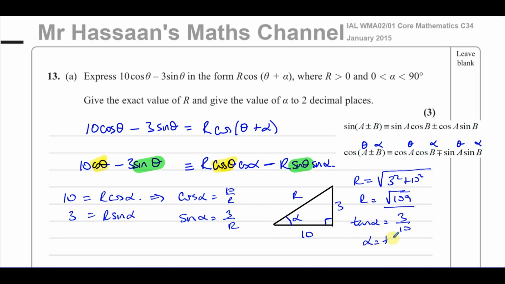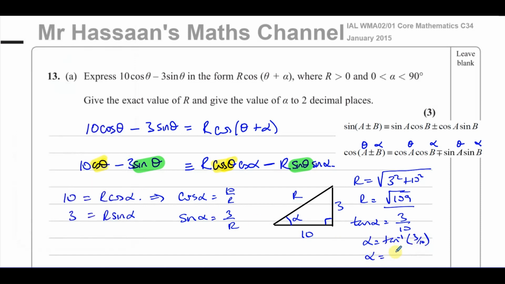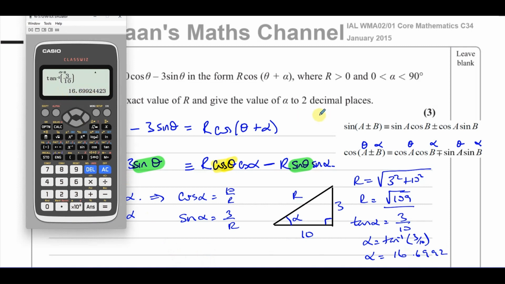So alpha is equal to the inverse tan of 3/10. We have to make sure that we are in degree mode, because we're dealing with degrees here. Are we in degree mode? Yes, we are. So inverse tan of 3 over 10 gives us the angle, which is 16.6992. And we have to write the answer to 2 decimal places.